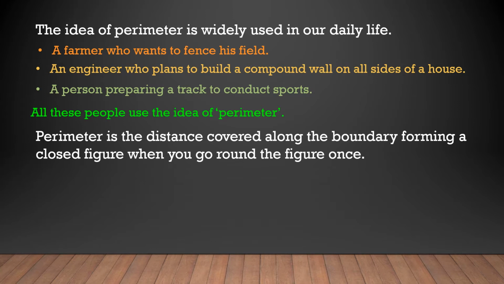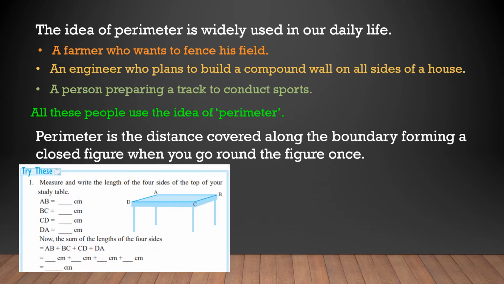Let us find the perimeter of these two figures. Measure and write the length of the four sides of the top of your study table. First of all, we can name its sides as AB, BC, CD and DA. And we can measure its length by using a scale. And now the sum of the length of the four sides, that is AB plus BC plus CD plus DA, is the perimeter of this study table.